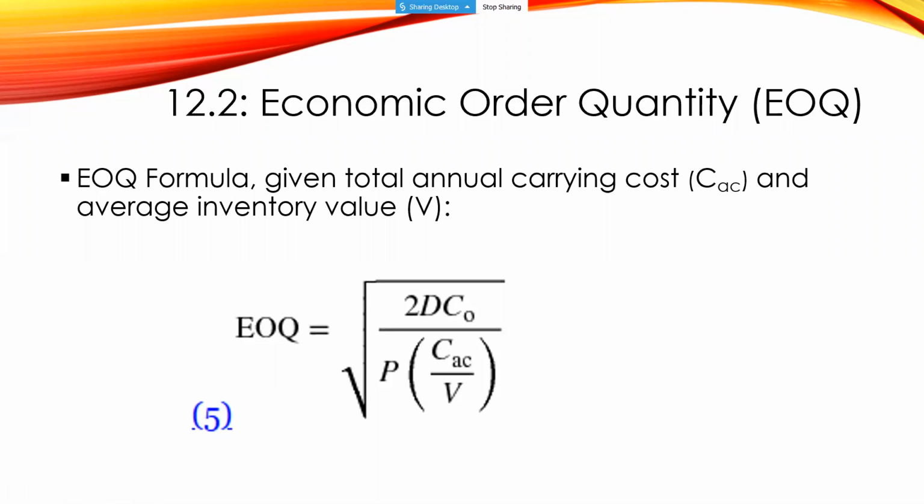Because boy, that really makes the economic order quantity formula look kind of disgusting. Instead of putting in average carrying costs, you have to put the whole prior formula. That looks a little gross, but it comes out to the same exact amount.